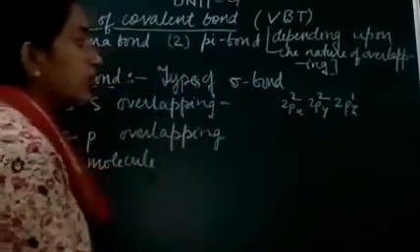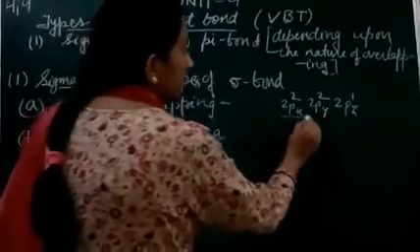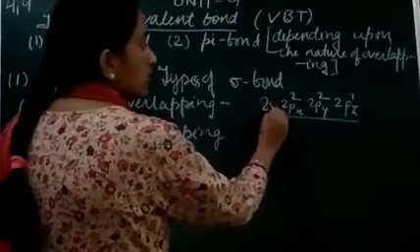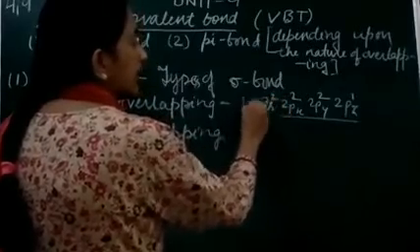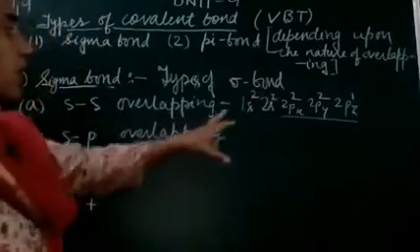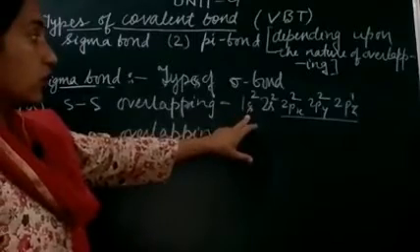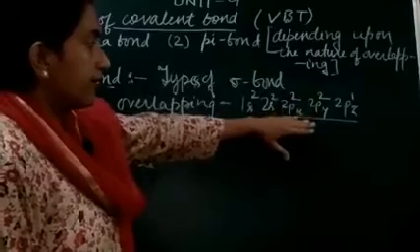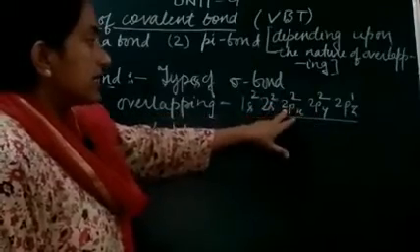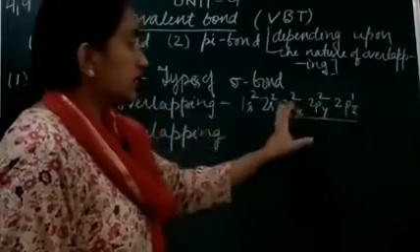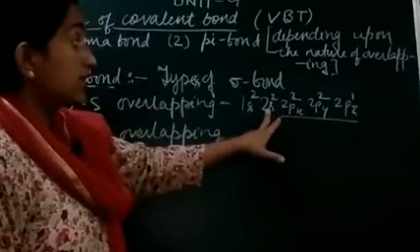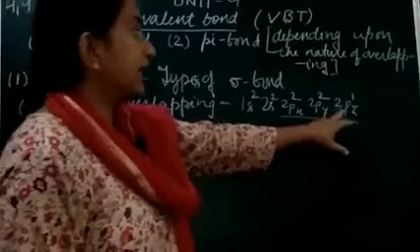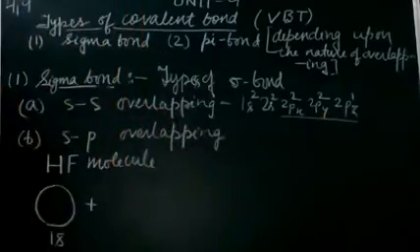Hope this is clear to you. Here I am writing the outermost shell configuration, 2s2, and the valence shell configuration. This is the configuration of fluorine: 1s2, 2s2, 2p5. So we will consider the outermost, or valence, second shell, which has the half-filled atomic orbital, that is 2pz.